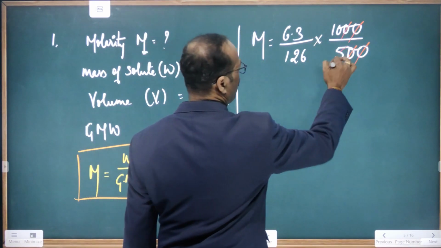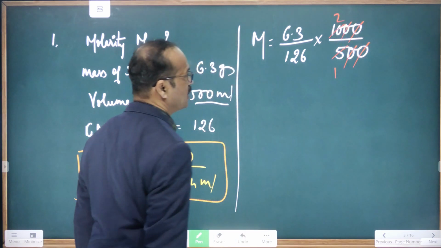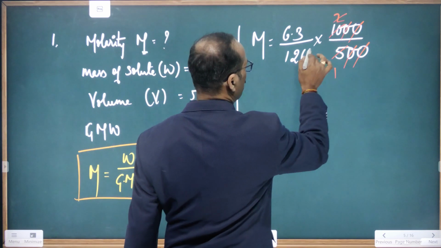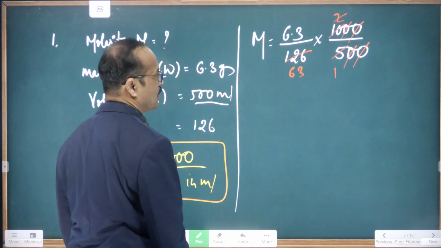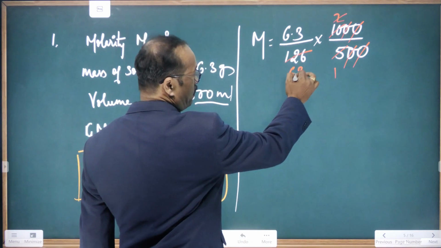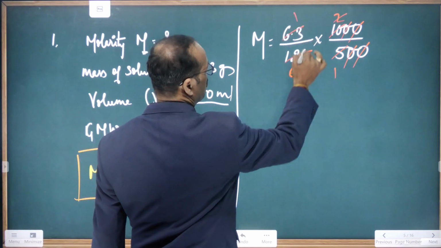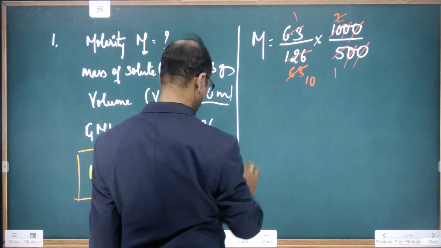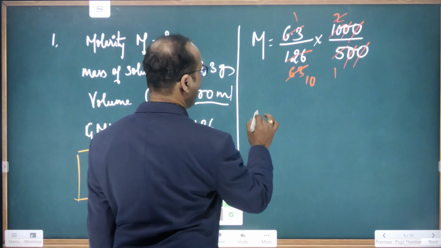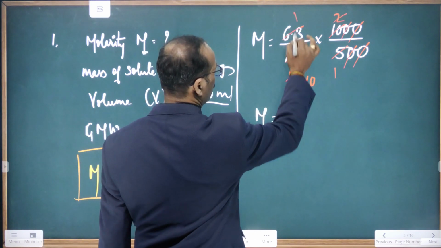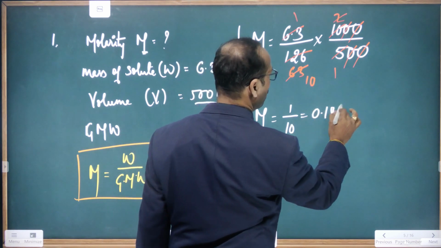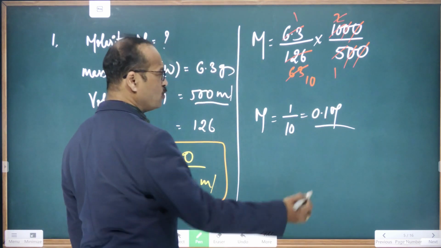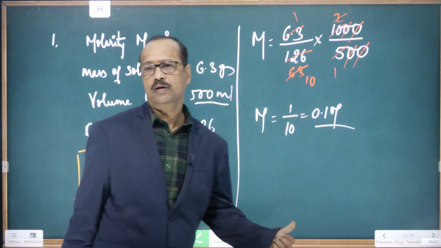Now 5 ones are 5, 5 twos are 10. This also will get cancelled. Now we can cancel: 2 ones are 2, 2 sixes are 12, 2 threes are 6, right? 63, right? Now 6.3 by 63. So 6.3 ones are 6.3, 6.3 tens are 63. So now the final answer I got is M equal to 1 by 10. So 1 by 10 is equal to what? 0.1 molar, or moles per liter. That's all. Very simple.